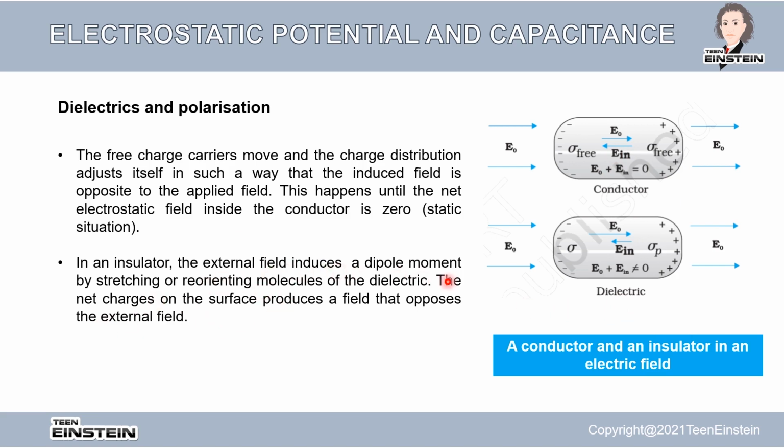And what happens in the case of an insulator? So the external field induces a dipole moment by stretching or reorienting molecules of the dielectric. We will see how these two processes happen. And the net charges on the surface produce a field that opposes the external field. So similar to conductors, in dielectrics also, there is a charge separation happening. But it is different than the conductor. We will see how it is different. But because of the charge separation, there is an internal field created. But that field is not as big as E0, so it doesn't cancel out E0 exactly like in the case of a conductor. But it still opposes. So that is the case of a dielectric.